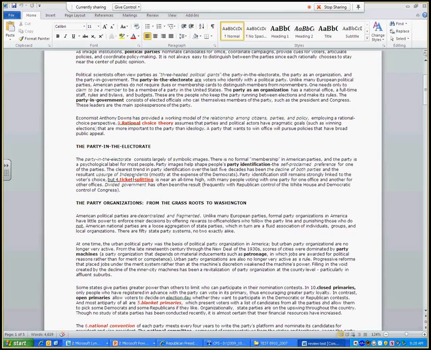And ticket splitting, when you vote, you can vote straight ticket, and that means you'll vote automatically for everyone on the ticket from that party. Or you can split your ticket and vote for some Republicans, some Democrats, so that's what ticket splitting is.